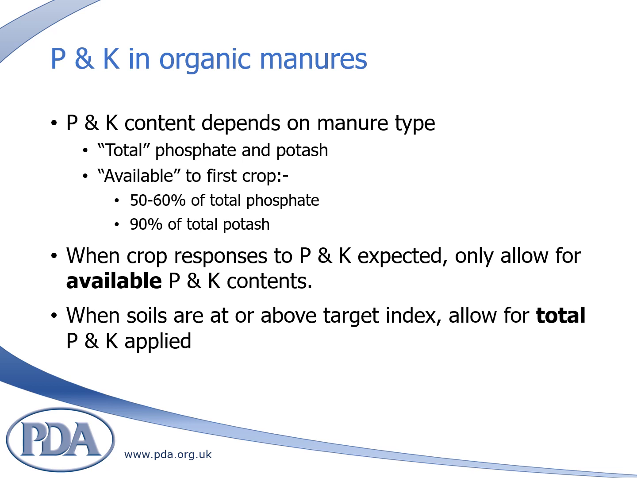When crop responses to applied P&K are expected, i.e. the soil is below target, or a responsive crop is being grown, such as potatoes, to phosphate, then the available P&K figures should be accounted for. When soils are at or above the target index, the application can be considered a rotational one to maintain indices, and therefore the total P&K figures should be used.